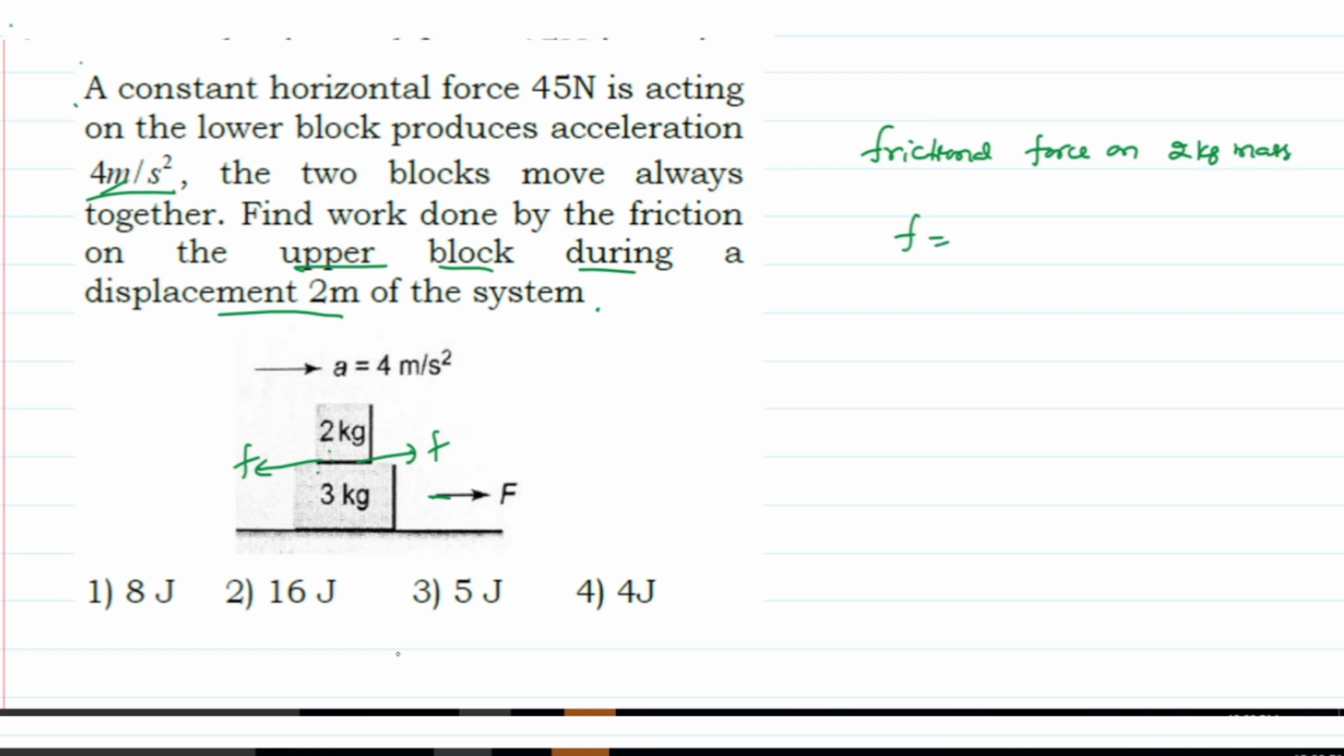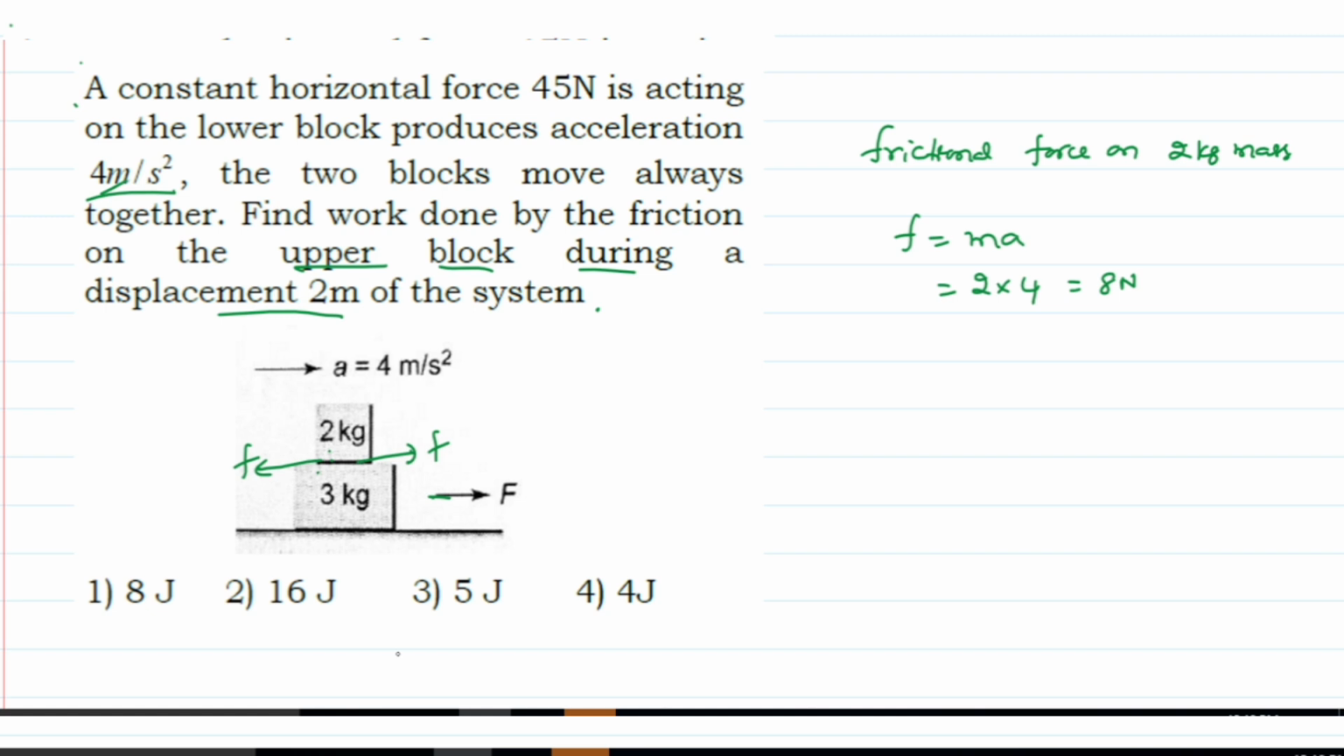So F equals m into a, mass into acceleration. The mass is 2, into the acceleration with which the system is moving, 4 meter per second square, it's given. So 2 4s are 8. Here the frictional force value will be 8 newtons. Both the blocks move together, so we can take the frictional force as 8 newtons.